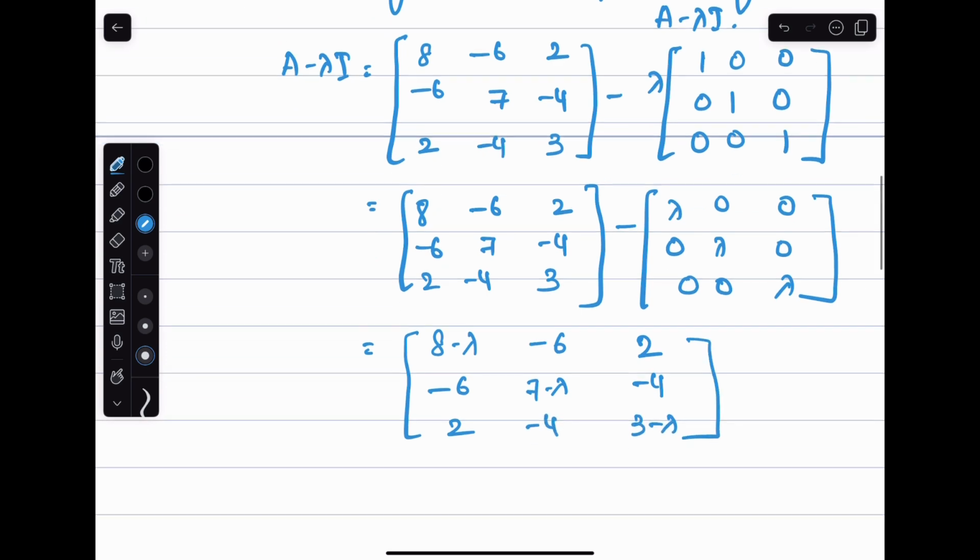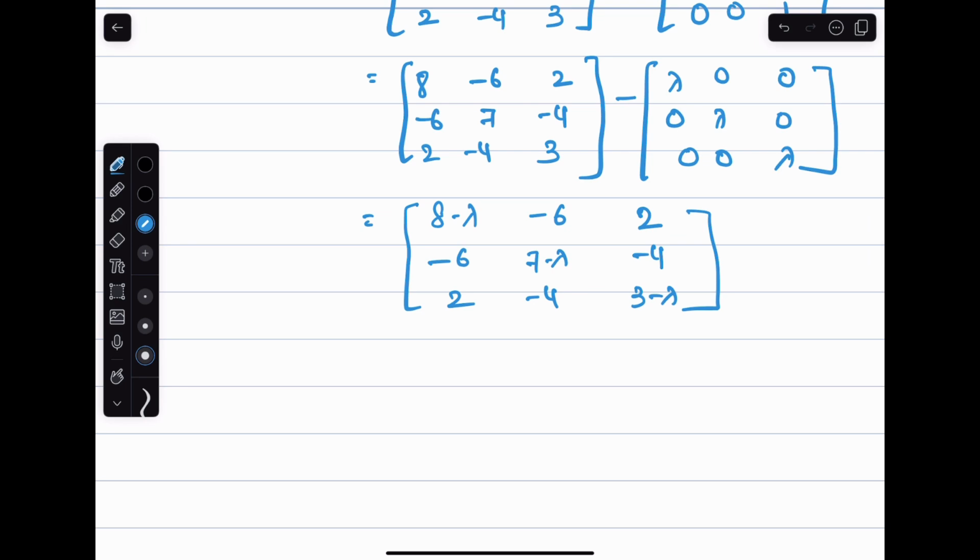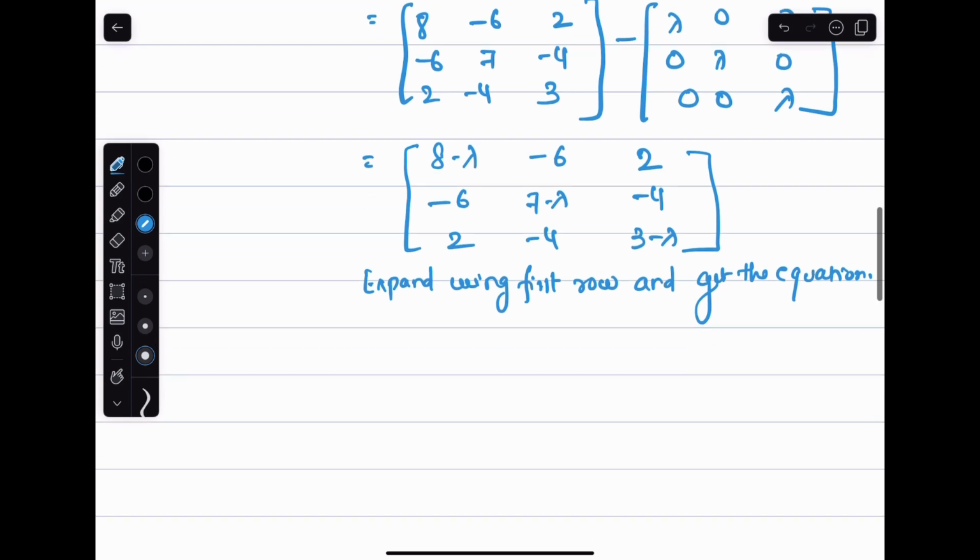Now you can expand using the first row and form the equations. You can do the expansion, but it is a very time consuming technique. So what I will do is pause it here. Till here, the steps you have to write down in the exam, no matter what. But from here, I know the formula for the 3 cross 3 matrix.